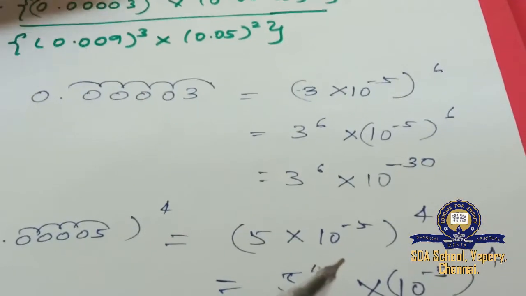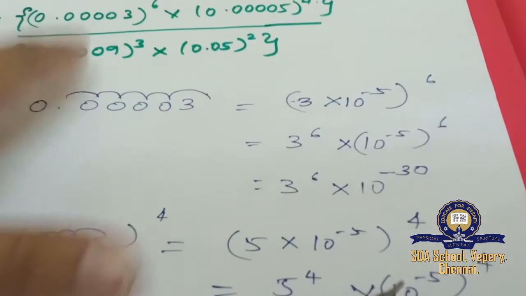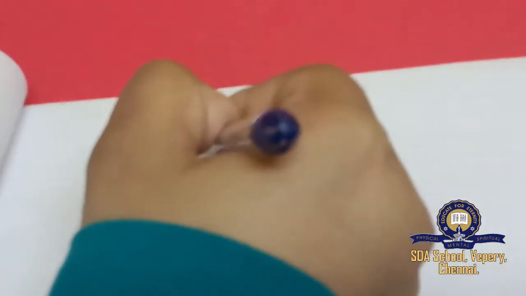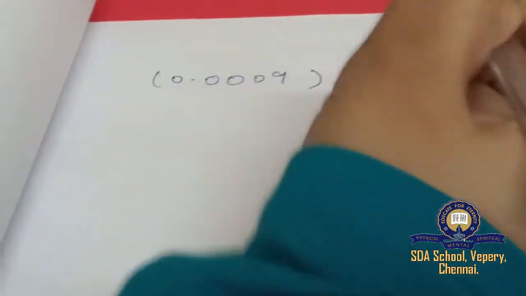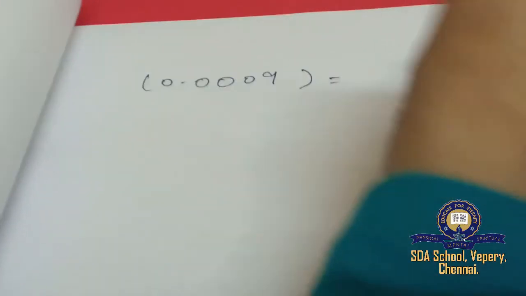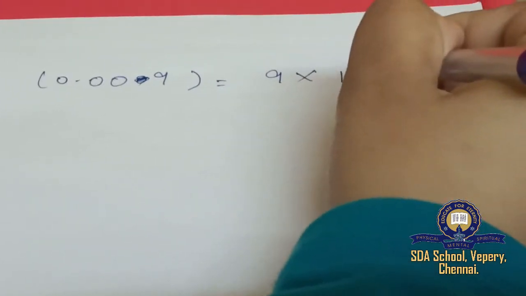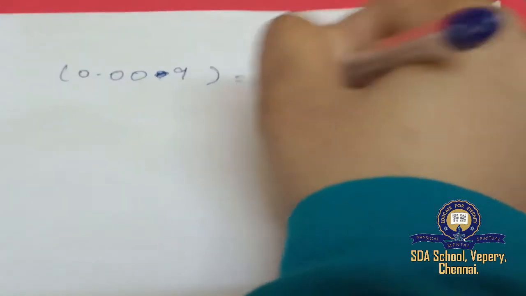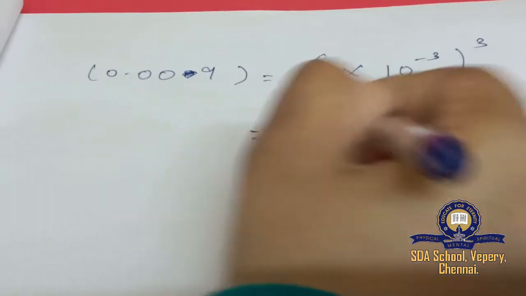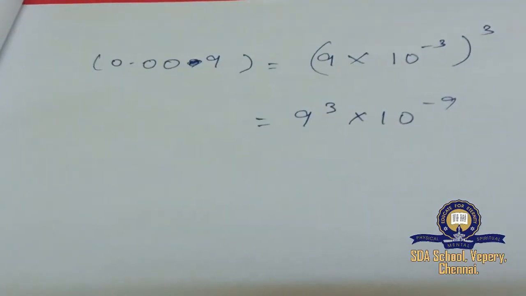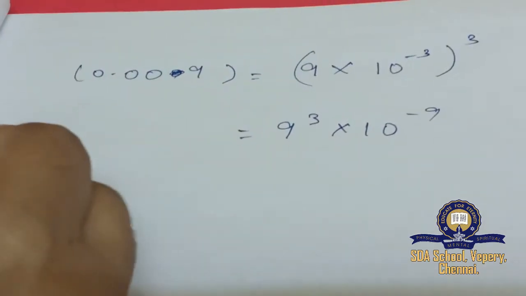See, for this I found separately. For this I found separately. Similarly, I will find for this as well as for this. Now, okay. 0.0009. Now what will happen to this? It will become 9 into what? Oh, it has double zero. Sorry, students. It will become 10 power minus 3. Now I have power 3, the whole cube. It will become 9 cube into 10 power minus 9. Got it?